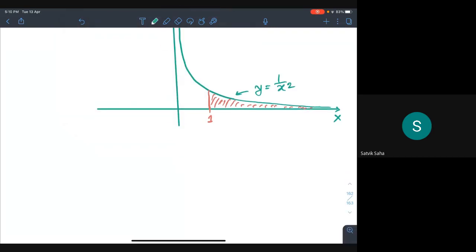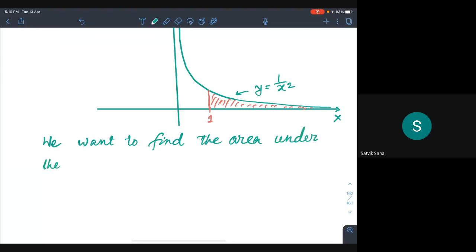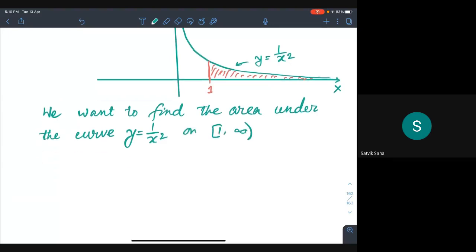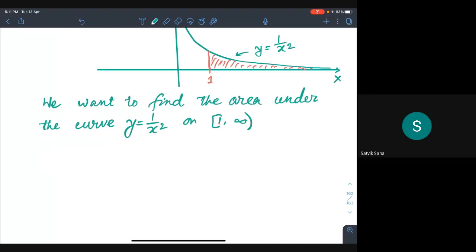So we want to find the area under the curve y equal to 1 over x square, on, let's say, 1 to infinity, right? So what you want to do is you want to integrate 1 over x square dx from 1 to infinity, right?